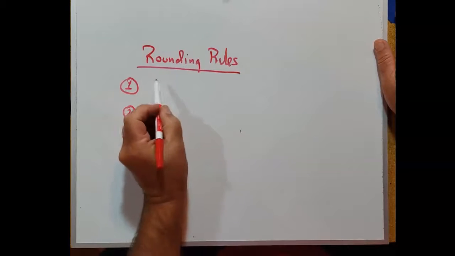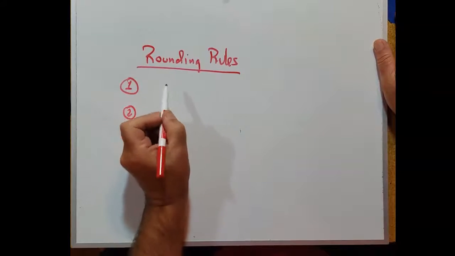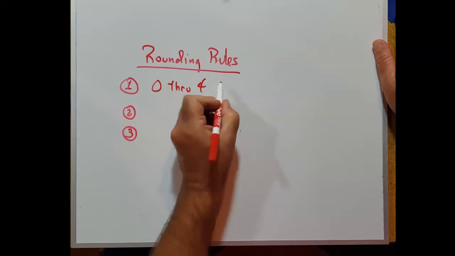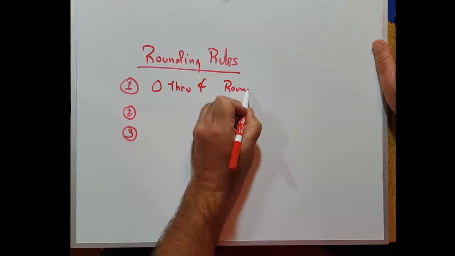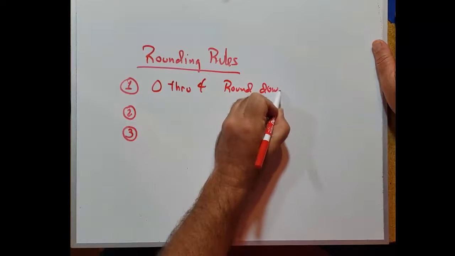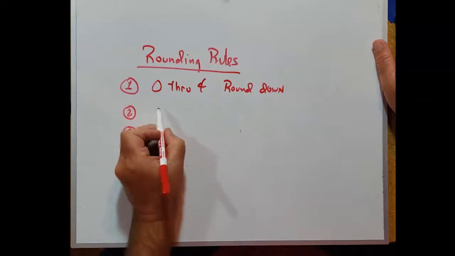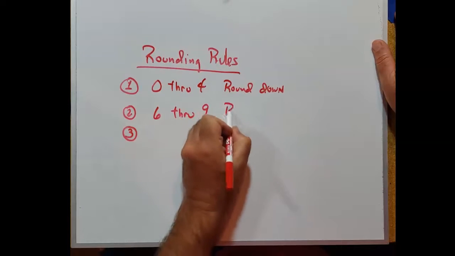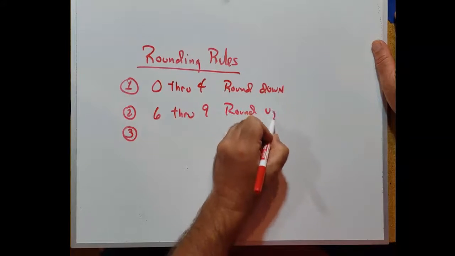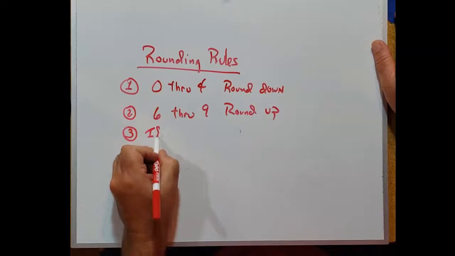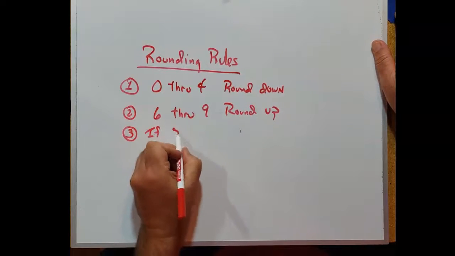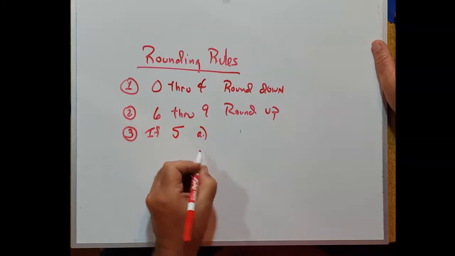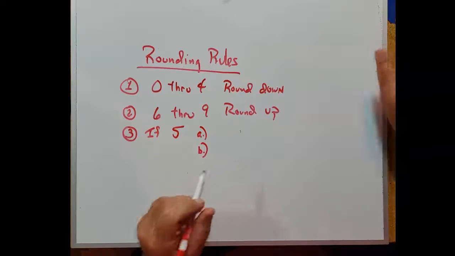All right. And just briefly going over them. 0 through 4, you round down. So there's no difference in that rule. 6 through 9, you'll round up. Okay. If it's a 5, then there are two situations we have to look at.